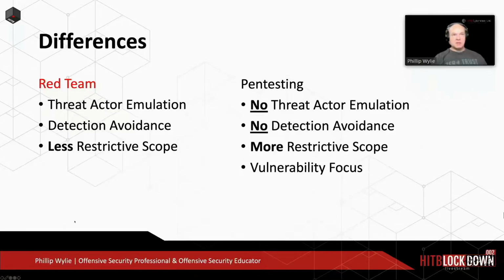So the differences, you see the differences here. Red team, you have threat actor emulation, detection avoidance, and a less restrictive scope, meaning that in most cases social engineering is in scope. A lot of pen tests don't include social engineering, so it's more of what they refer to as an open scope pen test, meaning that, as mentioned, it's less restrictive, and more things are in scope, like social engineering and physical building assessments.